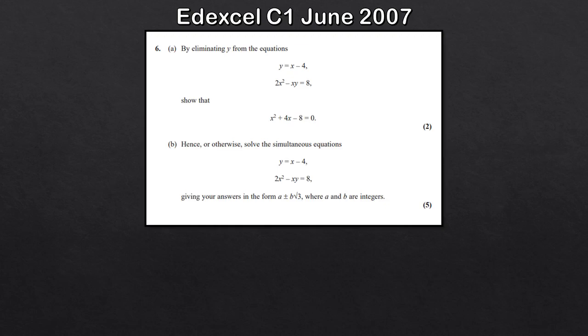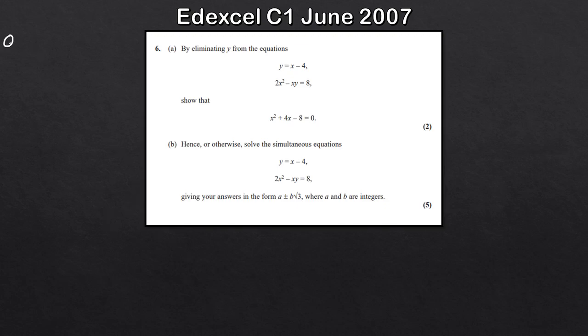This is from June 2007, and it looks a little bit different, and it may be presented in this way, but like you will see in a moment, the method they're working is pretty much the exact same. So here, question 6, it says by eliminating y from the equations. Here, all they mean by this is to use what they've given you, y equals x minus 4, and to substitute it into the second equation. So they've already done part of the work for us, like we were doing before.